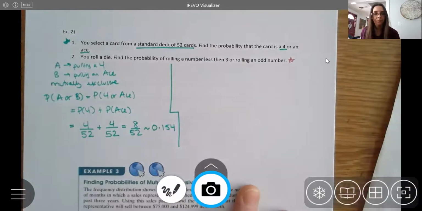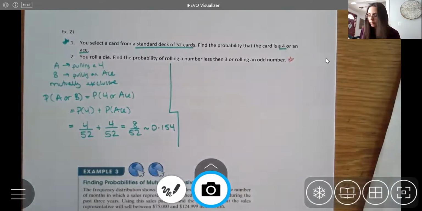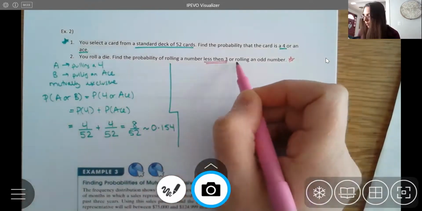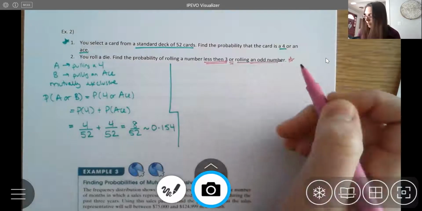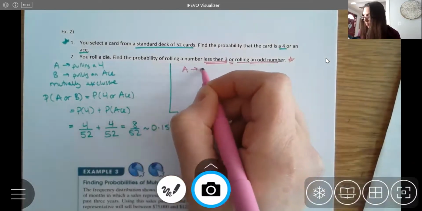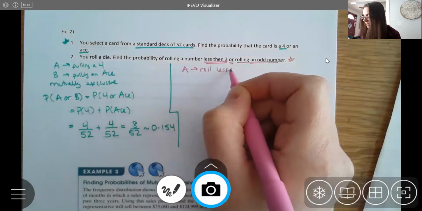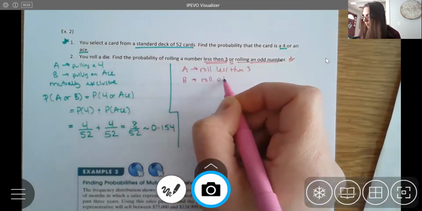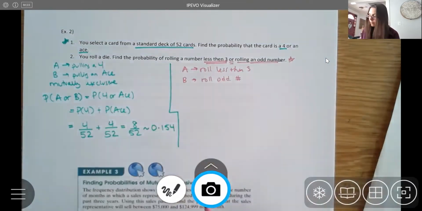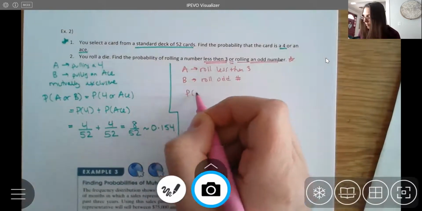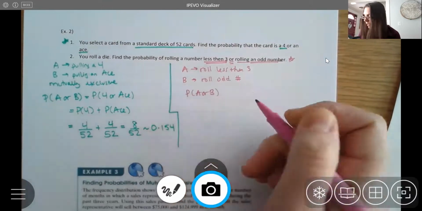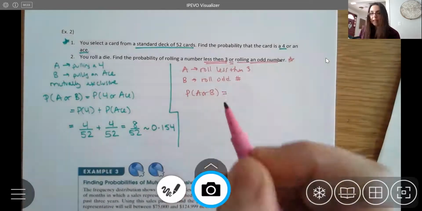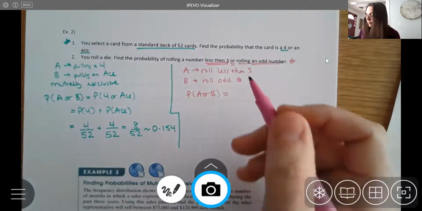So let's do the next one. You roll a die, and we want to find the probability of rolling a number less than 3 or rolling an odd number. So event A could be here, roll a number less than 3, and event B could be roll an odd number. So the probability of A or B, again, we're not rolling the die twice here. We're just rolling it one time. And we want to see what our chances of getting one of these things to happen.